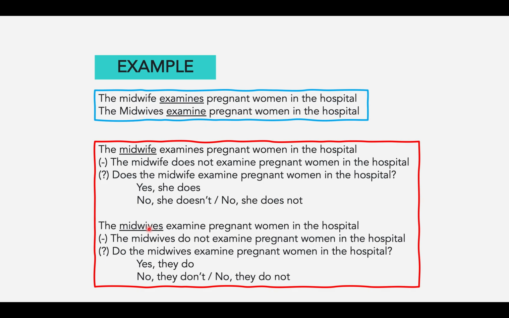Remember, when the subject is more than one, you don't need to put examine with s. So the midwives examine pregnant woman in the hospital. And the negative form is the midwives do not examine pregnant woman in the hospital. Because the subject is more than one, you don't need to put does, you just need to put do. The midwives do not examine pregnant woman in the hospital.